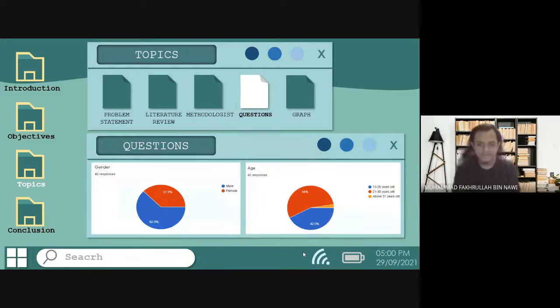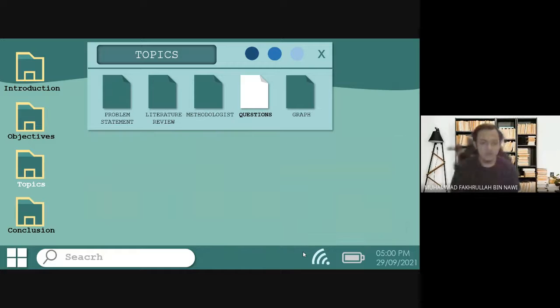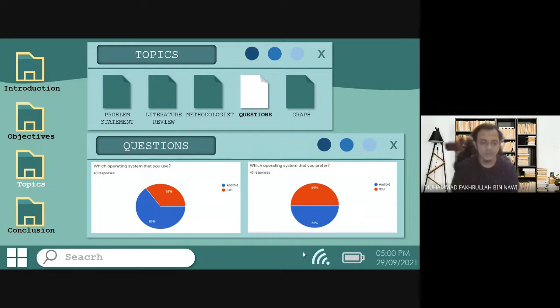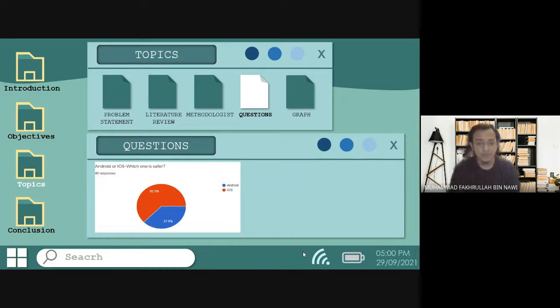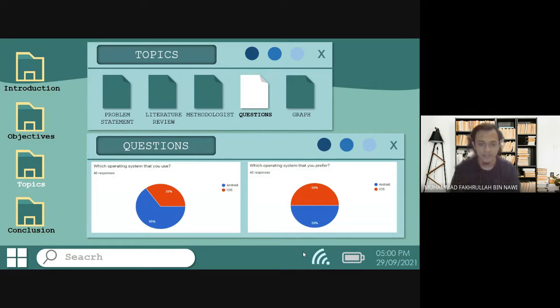Next. So these are our questions. We have 40 respondents. The first question is which operating system do you use. Of the 40 respondents that participated, 35% are using iOS and 65% are Android users. The next question is which operating system do you prefer. For the 40 respondents, it is slightly equal, 50-50%.